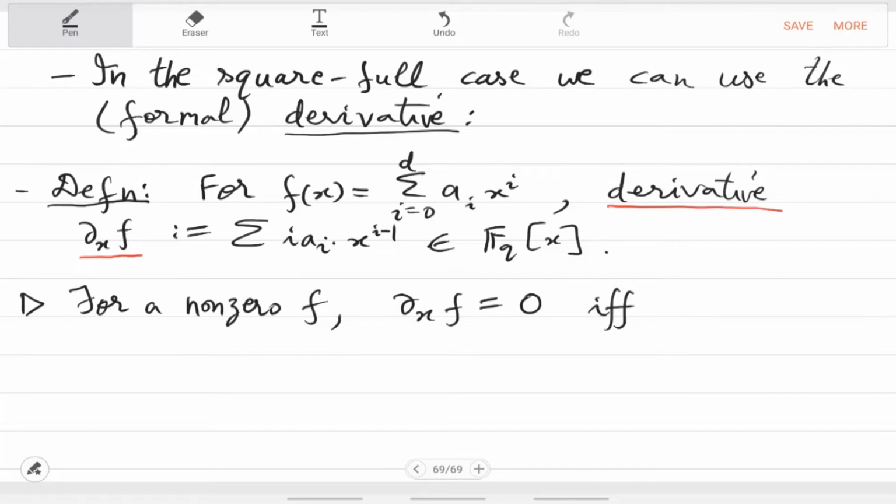Exactly. So i being a multiple of p means that the monomial is a pth power. So the derivative vanishes if and only if f is some function of x to the p. And you have learned before that this is slightly different for some g and h.